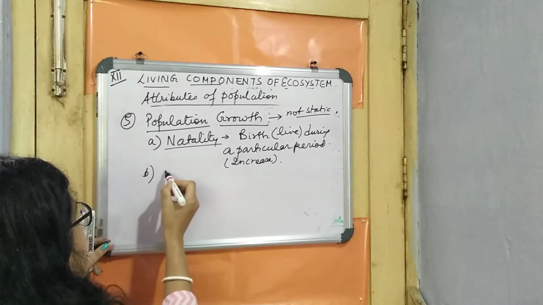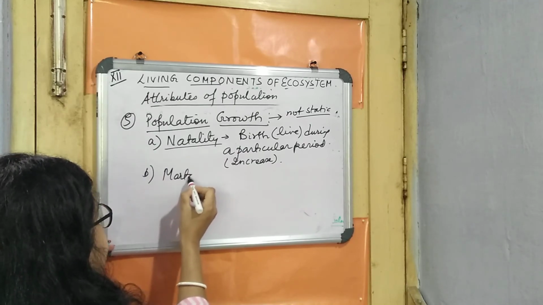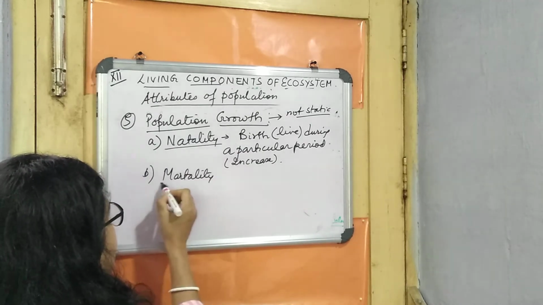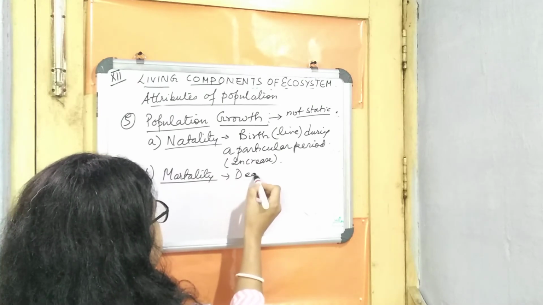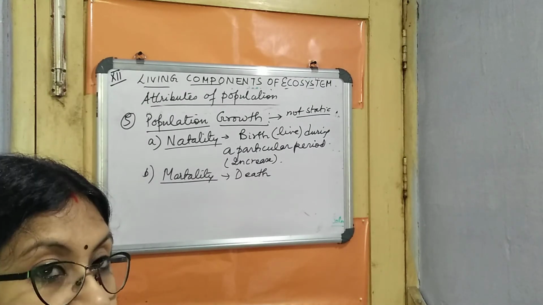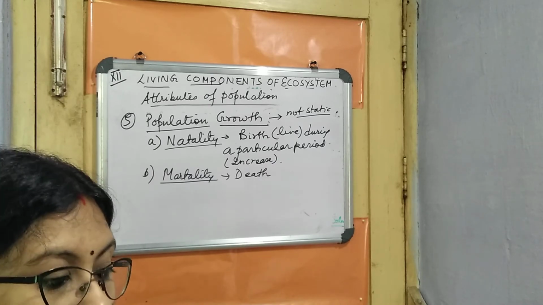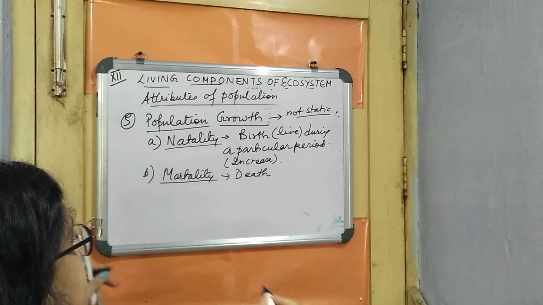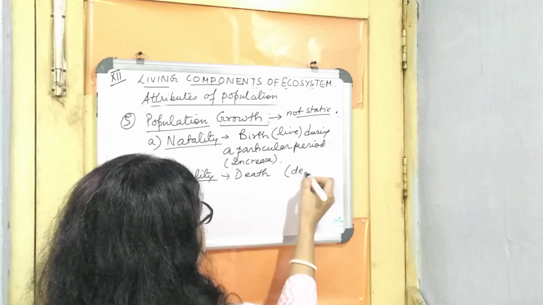Number B is mortality. Mortality is the death, right? Death rate. The number of deaths in the population during a given period. It decreases the density. So we can write over here, it decreases the density.